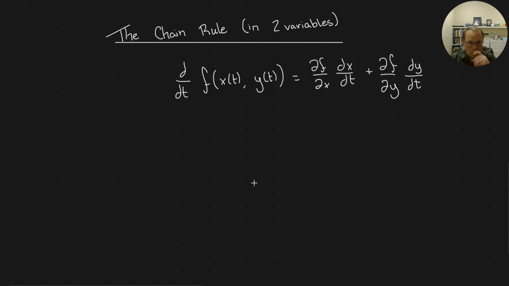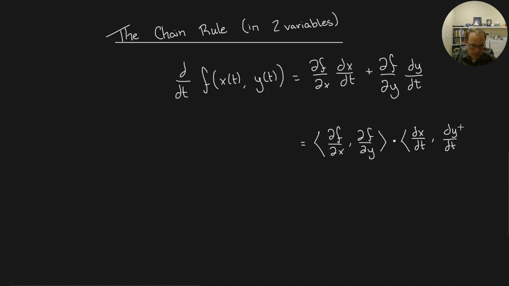Actually, there is. If we look at it long enough, we might see that this looks a lot like a dot product. It looks a lot like the derivative of f with respect to x, comma, derivative of f with respect to y, dotted with the vector with the derivative of x with respect to t and the derivative of y with respect to t. So it's just a dot product, and we have a special name for this vector, right? The vector of partial derivatives, we call it the gradient.